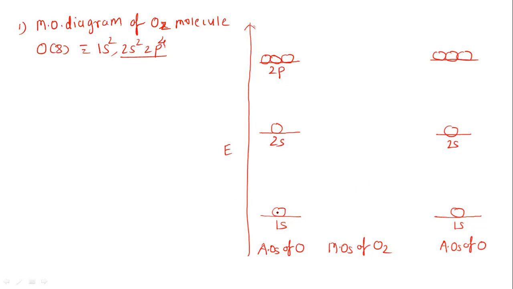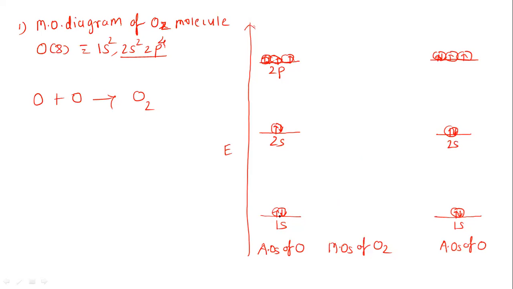Now let us put the electrons in the atomic orbitals. So 1s2, then 2s2 and 2p4. Similarly, for the other oxygen atom, 1s2, 2s2 and 2p4. Okay. Now let us represent the overlapping between the atomic orbitals of the two oxygen atoms. We know that when the two oxygen atoms approach each other, their atomic orbitals combine and molecular orbitals are formed, and at the same time the oxygen molecule is also formed.